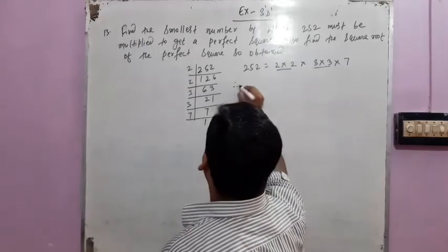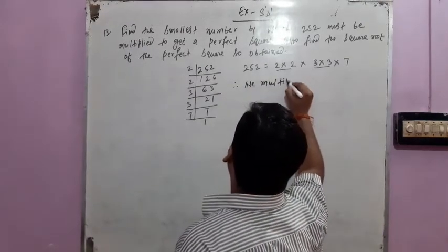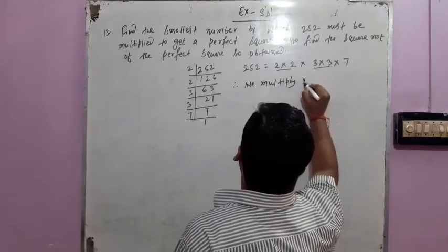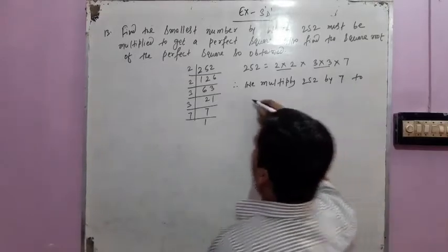So therefore we multiply 252 by 7 to make it a perfect square.